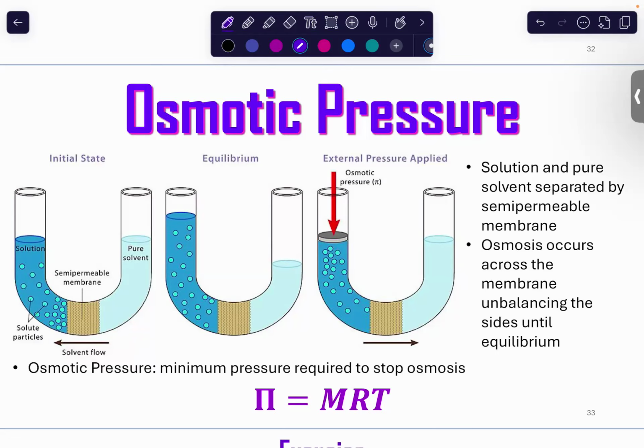One of the sides is going to increase in its volume, the other side will decrease. The osmotic pressure is the pressure that's needed to force both sides back down to the same volume or to stop osmosis from occurring. So when you press down, you're going to get a reverse osmosis. That is your osmotic pressure.